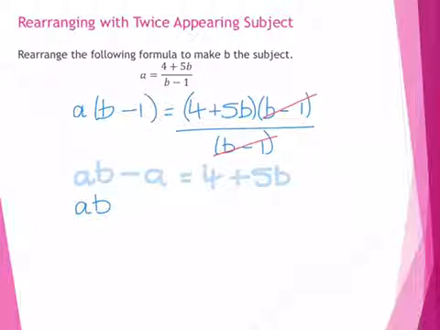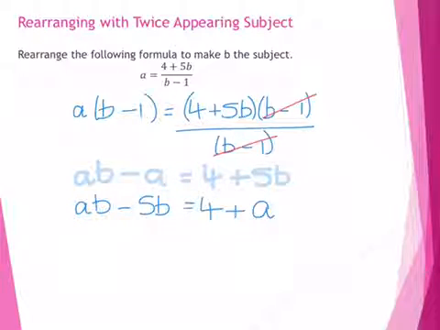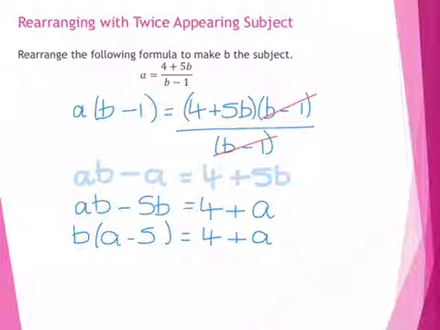So AB involves the B, but I've got this 5B on the other side which I'm going to move across. The opposite of this plus 5B would be to take away 5B. And then the 4 can stay on the right, and of course that original minus A from here, the opposite of taking away A is to add A. Okay, so now everything involving B, my subject, is on the left, but I want it to only appear once. So remember from before, I can bring it out as a common factor, and it just factorises to B brackets A minus 5, and that equals 4 plus A.